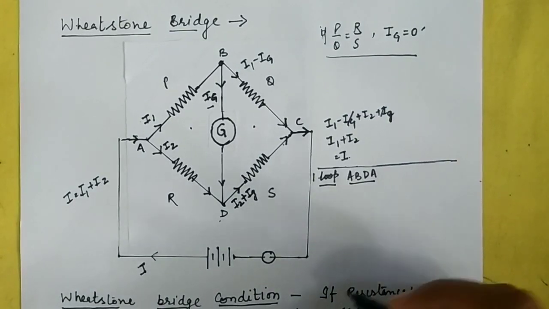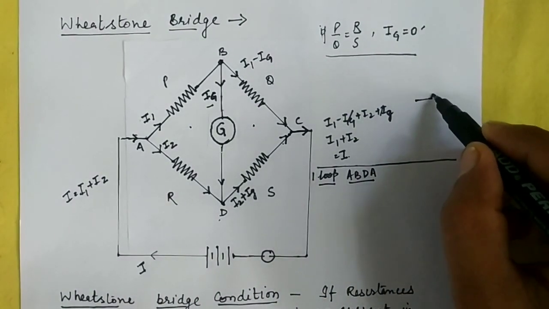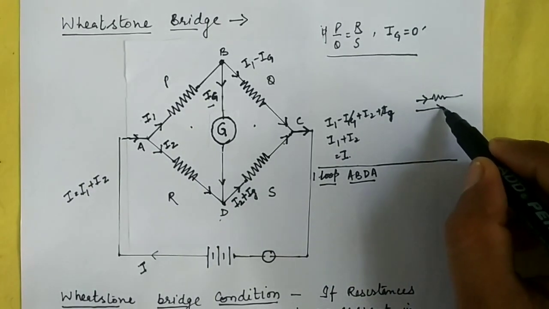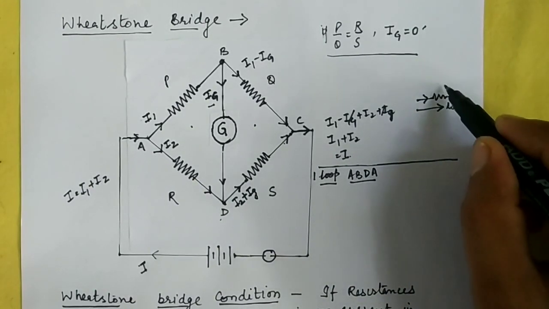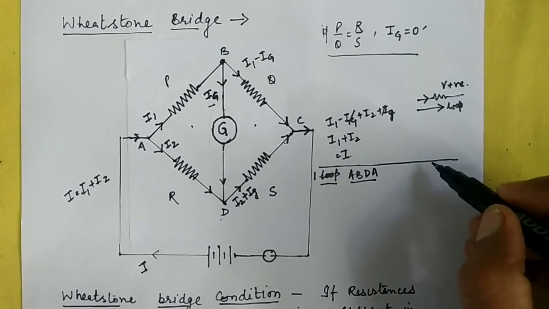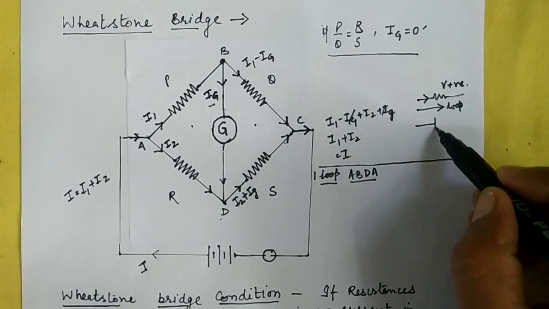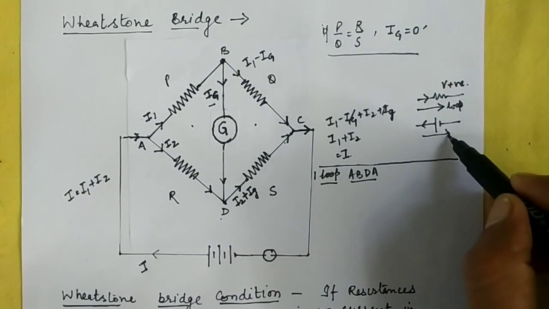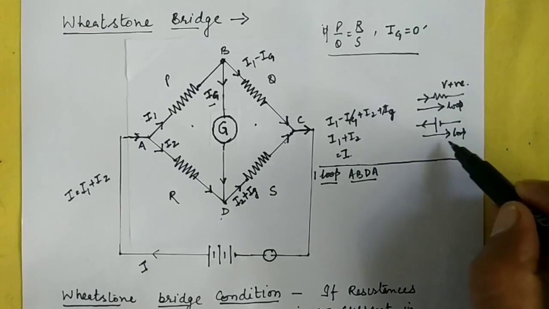Now we know that if the direction of current across a resistor is the same as that of the loop, then the potential drop is taken as positive. In the case of a cell, if the direction of current is opposite to the direction of the loop, then the EMF is taken as positive.